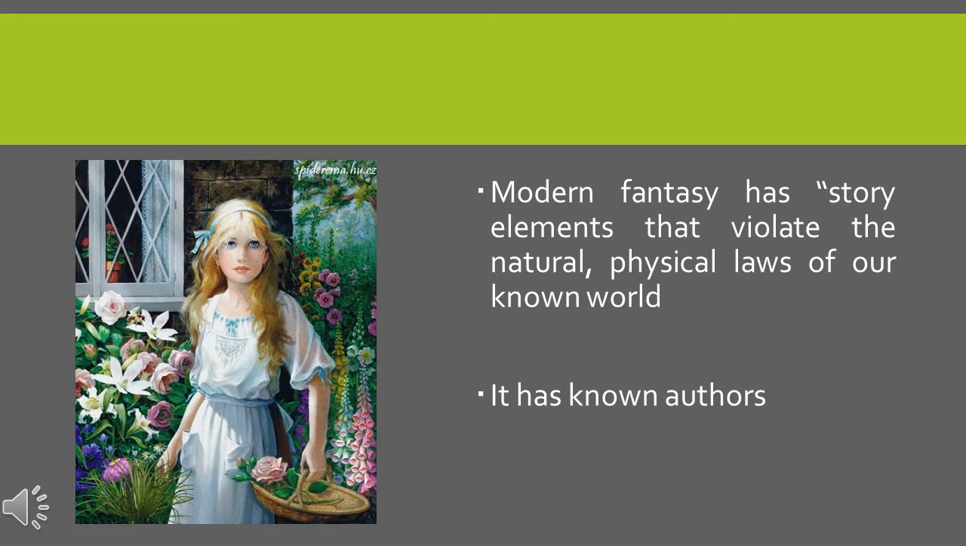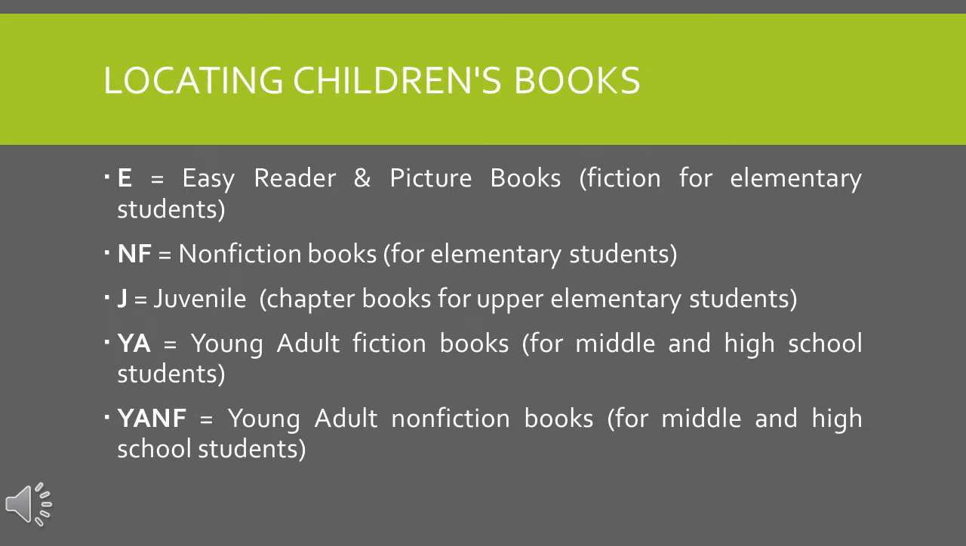Some types of modern fantasy include the following: toys and objects imbued with life, tiny humans, peculiar characters and situations, imaginary worlds, magical powers, supernatural tales, time warp fantasy, and high fantasy. Sharing with you how to locate children's books: E stands for Easy Reader and Picture Books, Fiction for elementary students, NF for nonfiction books intended for elementary students, J for juvenile or chapter books for upper elementary students, YA for young adult fiction books intended for middle and high school students, and last but not the least, YANF, young adult nonfiction books for middle and high school students.